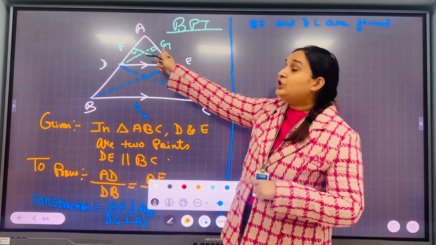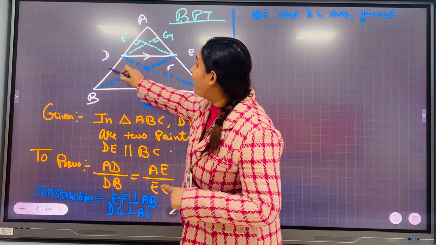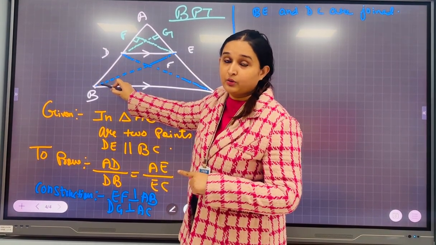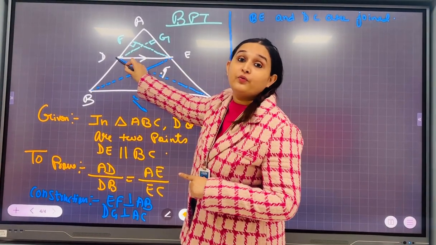So search for the triangle which has the sides AD and DB one by one. Okay, so AD, it is the part of which triangle?